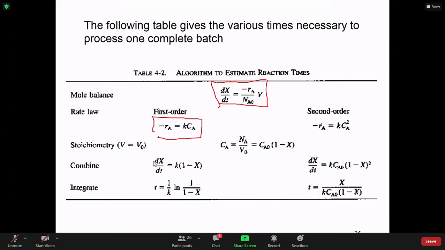While for second order, the reaction rate will increase with the increase of concentration. So the reaction rate is equal to K CA squared. So when you combine them, you'll get this. And typically for a calculation to determine the time required, you can normally use this.